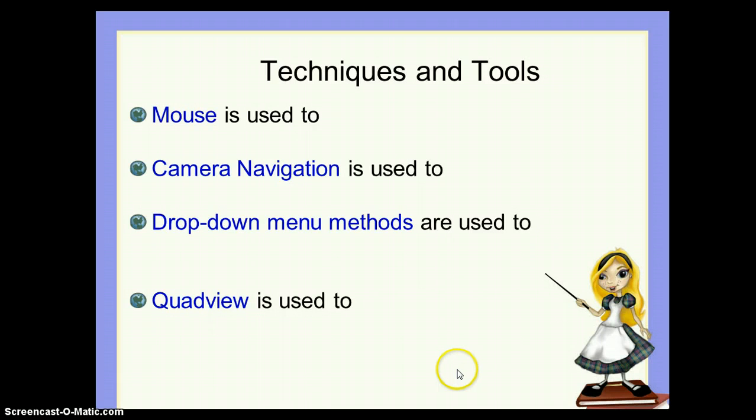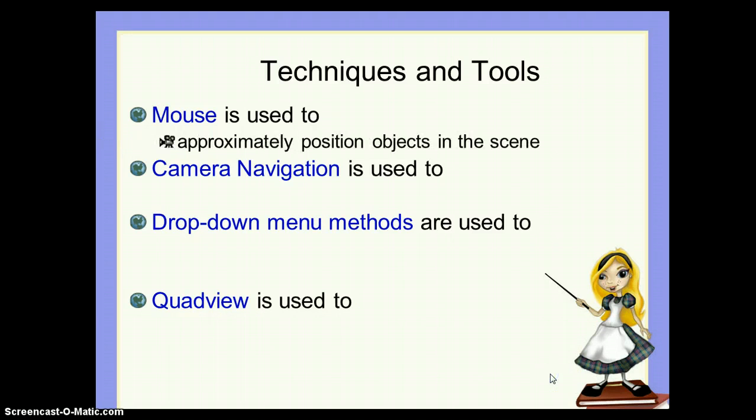These are some words you're going to see, and I want you to get familiar with them. And at the end of this movie, I'd like you to go play with the mouse, the camera navigation, the drop-down menu, and the quad view. The mouse is used to help position objects in the scene so that they're not all on top of each other. Camera navigation, that's pretty cool. You can change the camera point of view, so you could be looking at the bird, for example, from the front, from the side, from above. You have a lot to play with.